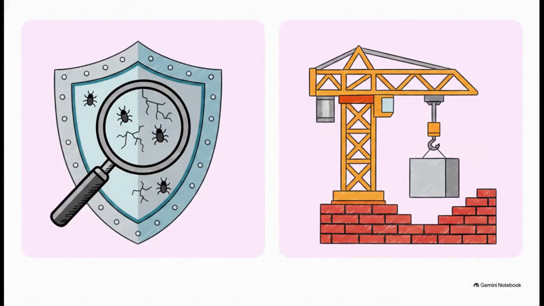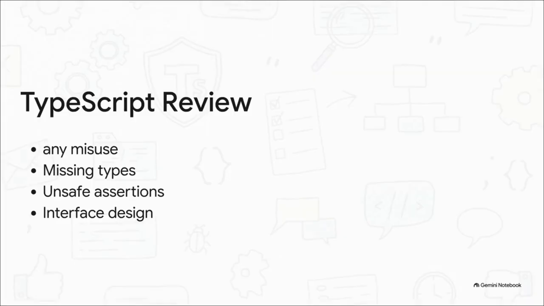Now, take a second to notice the shift in our thinking here. The first 3 items on our checklist, misusing any, missing types, and unsafe assertions, those are purely defensive. We're out there actively hunting for bugs and errors. But interface design, that is an entirely different beast. It's constructive. Here we're actually evaluating the foundational blueprint and the overall health of the architecture. So with that mental checklist locked in, any misuse, missing types, unsafe assertions, and interface design, let's put this into practice and talk about how to actually enforce it.